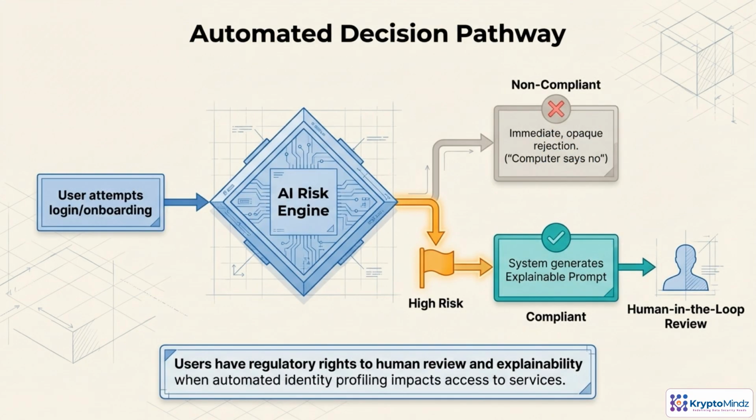Whenever someone tries to log in or open an account, an AI risk engine is increasingly the first decision maker. It scores the attempt, then either lets the process flow smoothly, asks for extra checks, or blocks it. The critical governance choice is what happens at high risk. A non-compliant design simply rejects people with no explanation. A compliant, trust-building design generates a clear, explainable reason and routes the case to a human reviewer. Many regulations now require that kind of human review and meaningful explanation when automated profiling affects access to services.